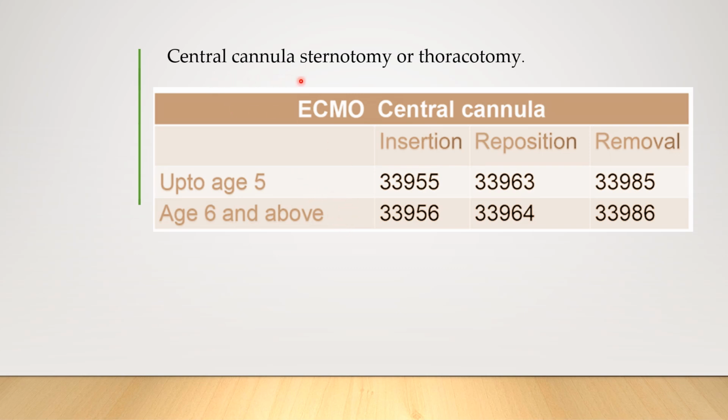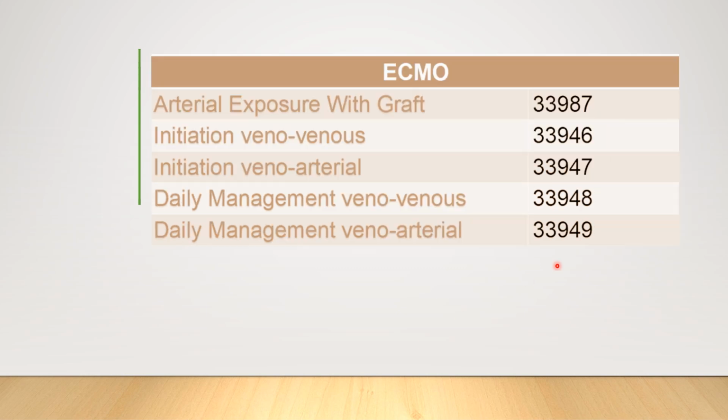And central cannula is usually by the method of sternotomy or thoracotomy. So following are the codes for the daily management of the Veno-Venous and Veno-Arterial. Then this is the initiation code for the Veno-Venous and Veno-Arterial. And this is the arterial exposure with a graft. So pay attention to the language and then you can choose the right code.